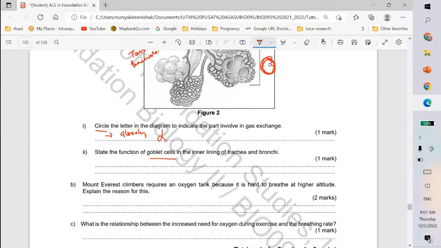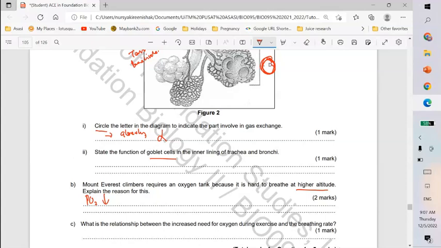Next B, Nakib. Mount Everest climbers require an oxygen tank because it is hard to breathe at high altitude. Explain the reason for this. My answer is, at high altitudes with low percentage of oxygen, the atmosphere pressure is lower than the pressure in the lungs. This reduces the partial pressure of oxygen, prevent oxygen from entering the lungs.